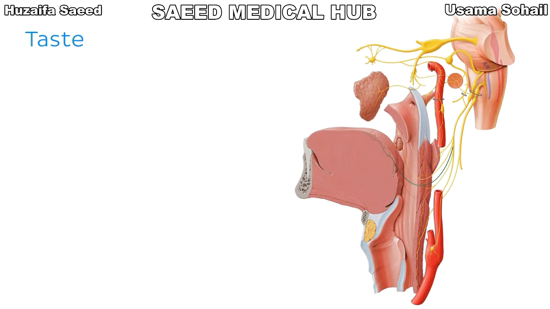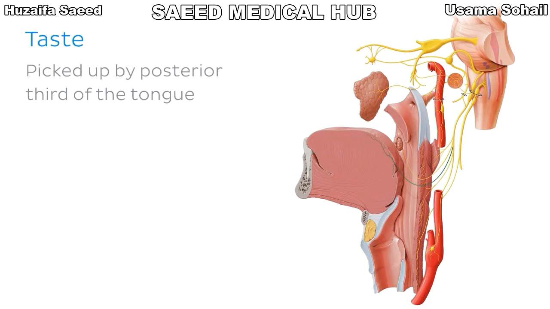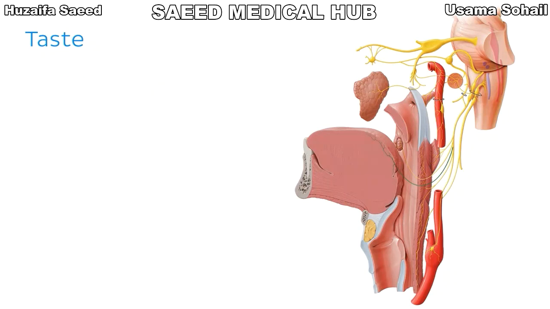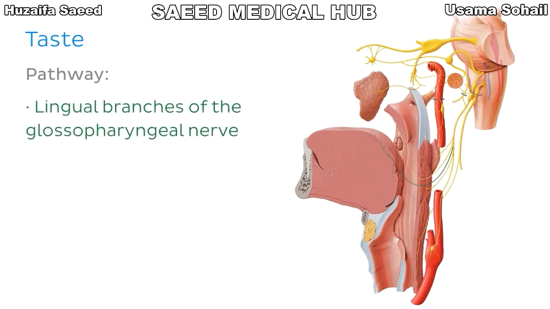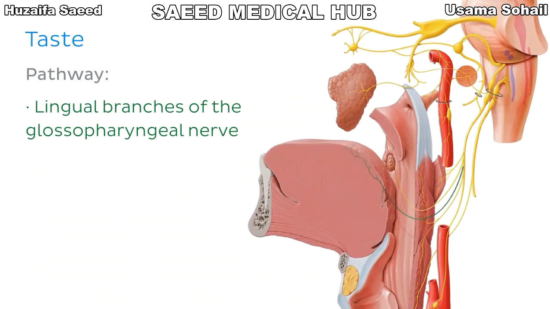This sensation is picked up by taste buds, specifically the posterior third of the tongue, while the anterior 2/3 are supplied by the facial nerve. The nerves involved in the transmission of taste through the glossopharyngeal nerve, we have already met them, the lingual branches of the glossopharyngeal nerve, which you see now highlighted in green on this image.